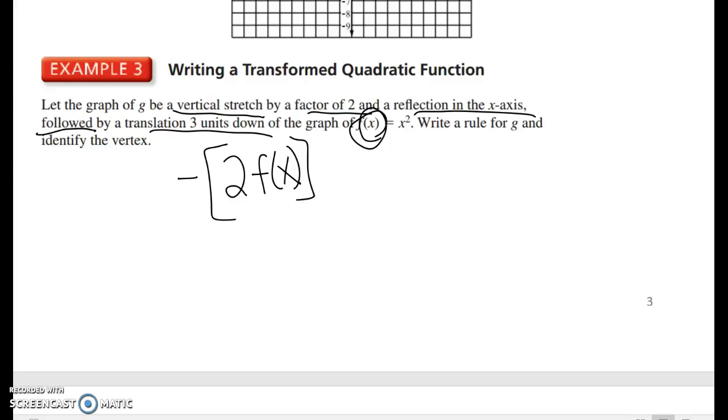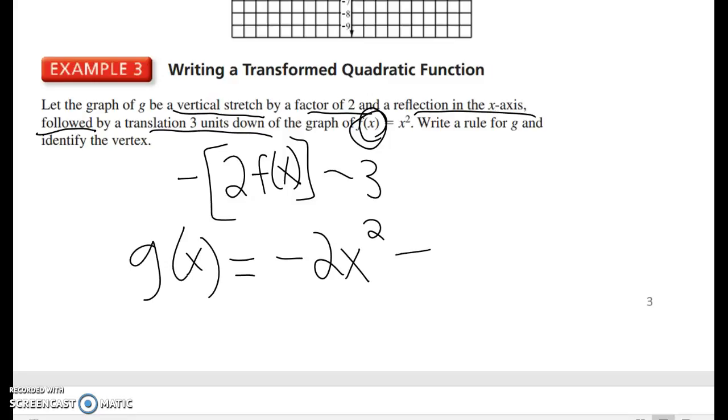A translation 3 units down is plus or minus 3. It will be minus 3, and that's going to be my new function. So I can say g of x equals negative 2x squared minus 3.